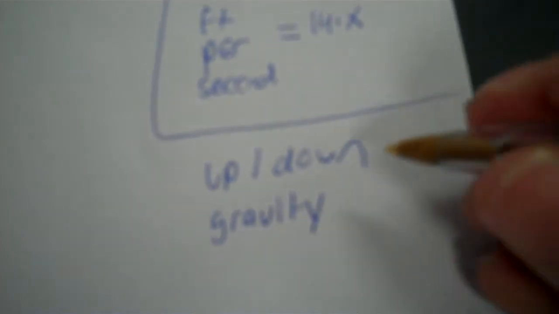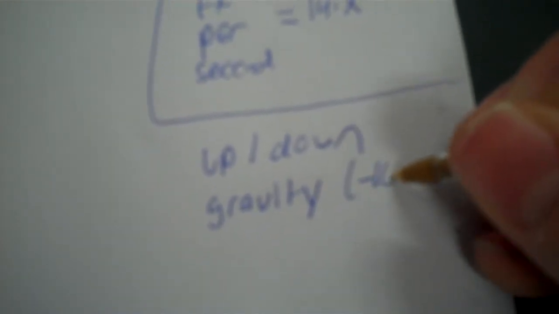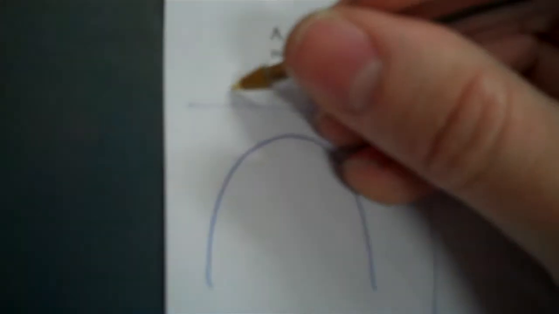He is pulled up and down by the force of gravity. Now, what you want to put next to gravity is the number -16. Okay? And you'll see where that comes into play later. Now, right there, it's like a rainbow. It's how it would look jumping up and coming back down. That's called a parabola.